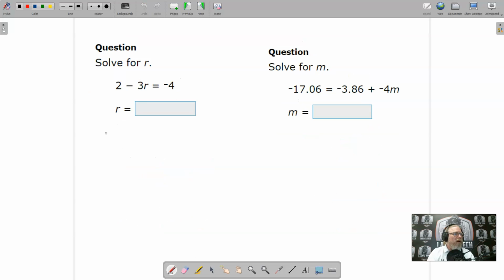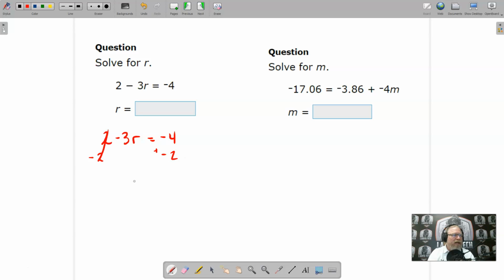Solve for r. So I have 2 minus 3r equals negative 4. I know why I put this one in here, because the negative sign is in front of the 3. So this is a positive 2 over here. So I want to subtract 2, right? Let's go ahead and do that. So I get rid of the positive 2. And what I do to one side, I do to the other. So I'm actually adding a negative 2 to each side, right?